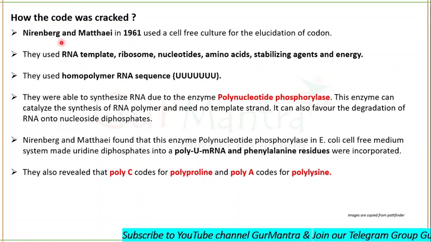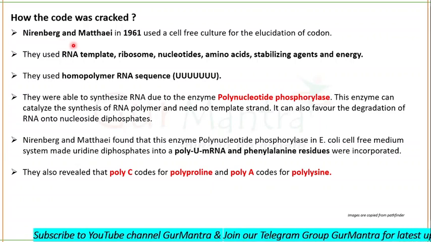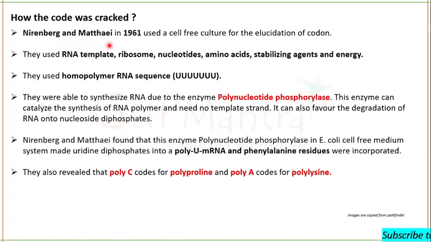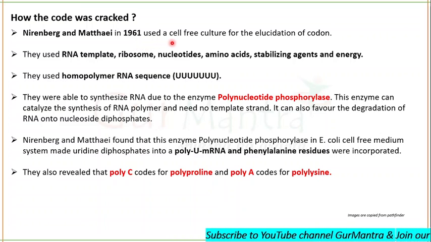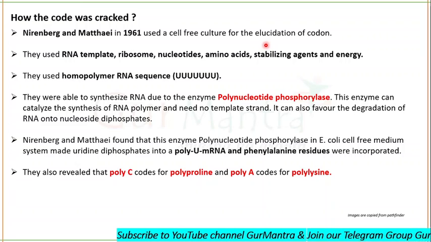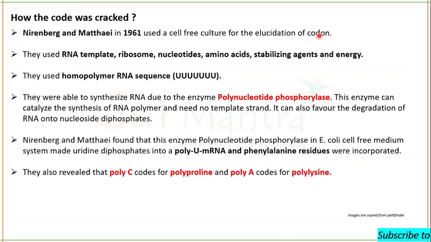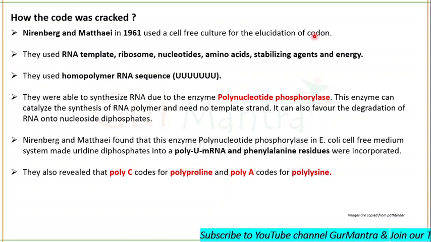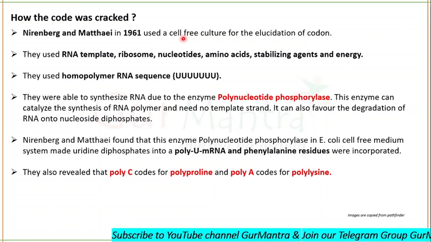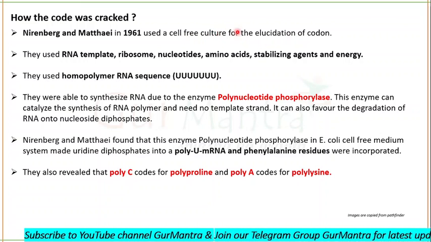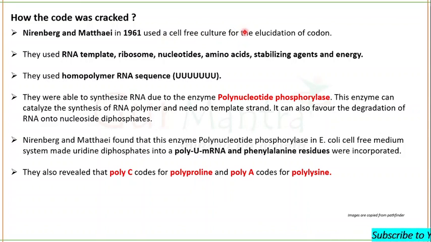See, first of all, it was Nirenberg and Matthaei. In 1961, they used a cell-free culture for elucidation of the codon. They wanted to decipher the genetic code. That's why they used, what did they use? Tell me. A cell-free culture. They didn't use any cell. Instead, they used a cell-free culture.